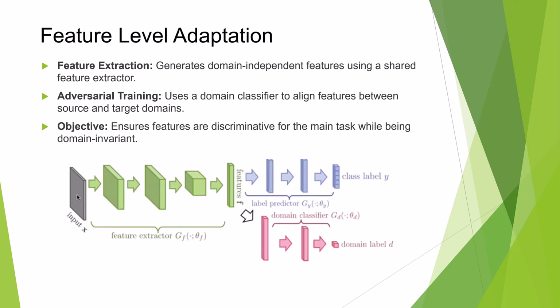The blue path, as you can see, focuses on classifying the object, like identifying a car or cat. However, the red path tries to figure out whether the features came from the source or target domain. Now, to make our model work well across different environments, we set up an adversarial game. The feature extractor tries to disguise the features so well that the domain classifier can't tell where they came from. This forces the model to focus only on what's important for the task, making it robust to changes in image quality or style.